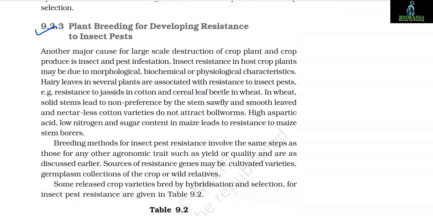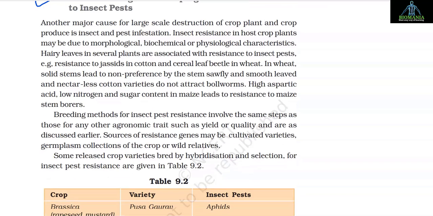9.2.3 Plant breeding for developing resistance to insect pests. Another major cause for large-scale destruction of crop plants and crop produce is insect and pest infestation. Insect resistance in host crop plants may be due to morphological, biochemical, or physiological characteristics. Hairy leaves in several plants are associated with resistance to insect pests, for example resistance to jassids in cotton and cereal leaf beetle in wheat.